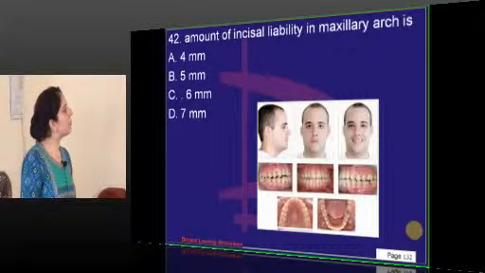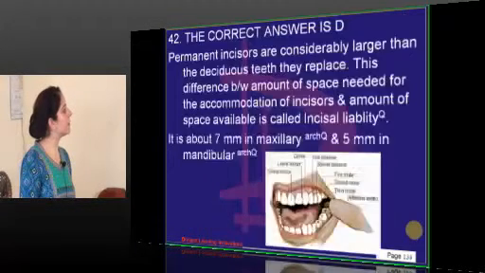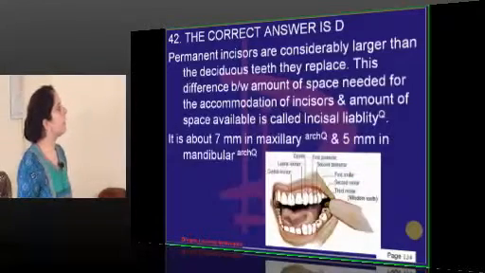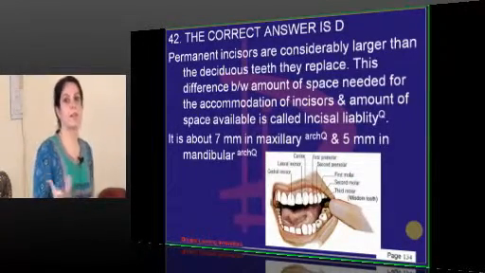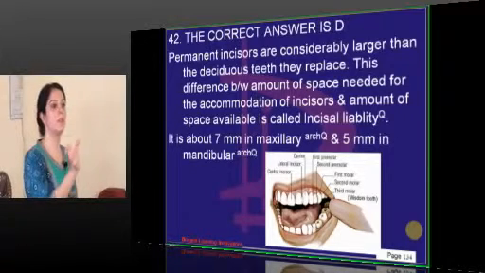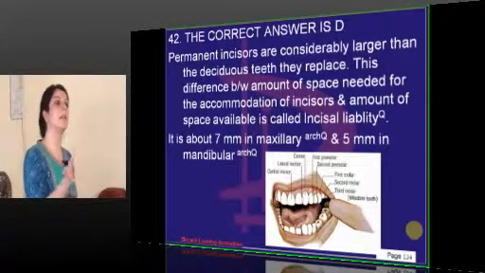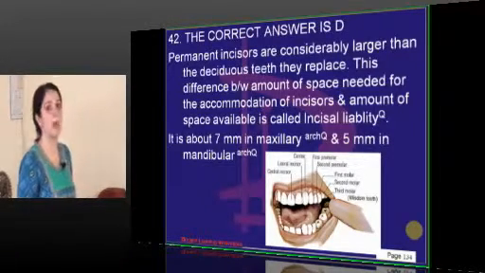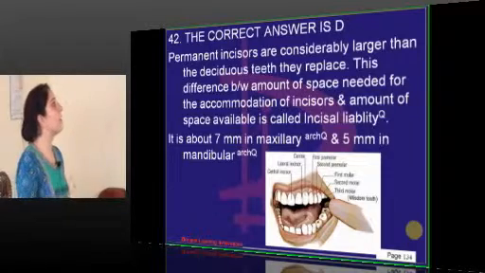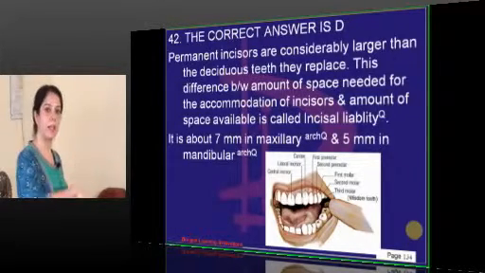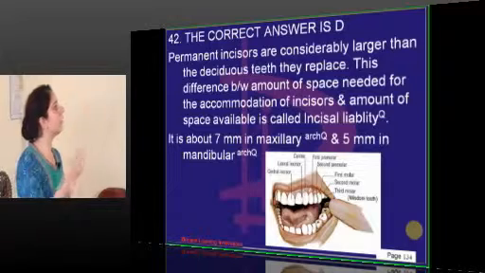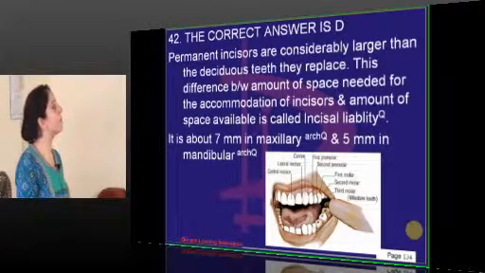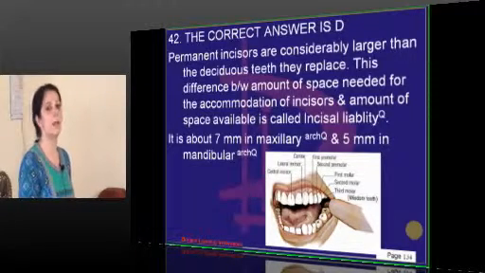The amount of incisal liability in the maxillary arch is 7 millimeters. Now, incisor liability is nothing but the extra space, that is the difference between the space occupied by the incisors in the primary dentition and the permanent dentition. Since the permanent incisors are much larger than the deciduous incisors, when the deciduous incisors shed and the permanent incisors erupt, this amount of extra space is called the liability, and it's about 7 millimeters in the maxillary arch and 5 millimeters in the mandibular arch.